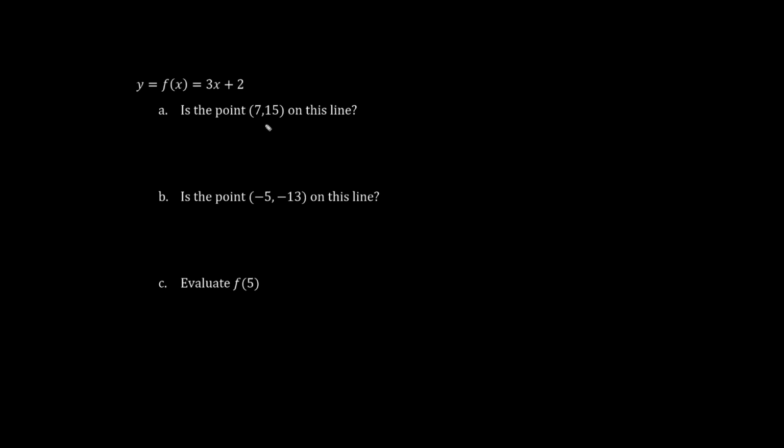Is the point (7, 15) on this line? One way to solve this is to focus on the x value, x equals 7, and substitute into y equals 3x plus 2, which happens to be 3 times 7 plus 2. So the y value we're expecting is 21 plus 2, which is 23.